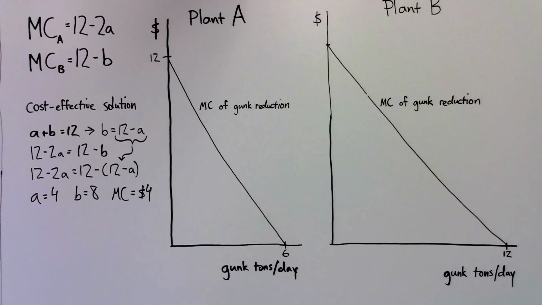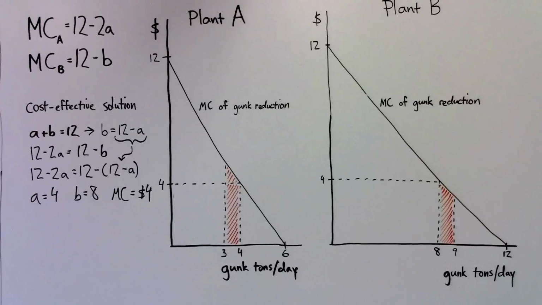Graphically, the cost-effective solution looks like this. Why is it cost-effective for plant A to reduce its gunk by 2 tons and plant B to reduce its gunk by 4 tons? Well, imagine that the city mandated that plant A emit only 3 tons of gunk and allowed plant B to emit 9 tons of gunk. This would be inefficient because it would raise compliance costs for plant A by more than it would lower compliance costs for plant B, as you see by comparing these red trapezoids. Cost-effective regulation requires that the marginal cost of environmental protection be the same across firms.